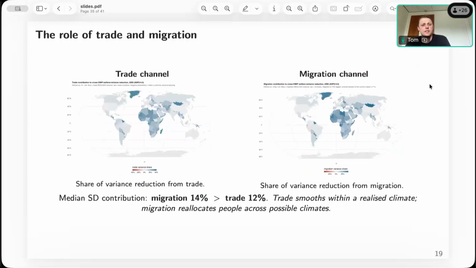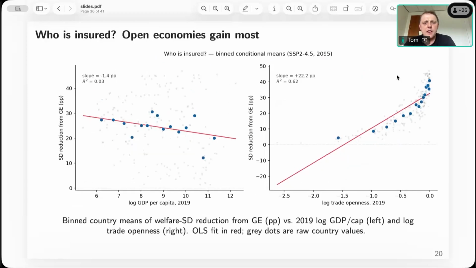When we break down the impacts according to trade and migration, we find that trade and migration play roughly similar roles in mitigating the impacts of climate change. And when we find which economies are most insured by trade and migration, we find that the key mechanism in this model is how open you are to trade. So how able are you to substitute production to other countries? How able are you to change their production patterns in response to a climate shock?